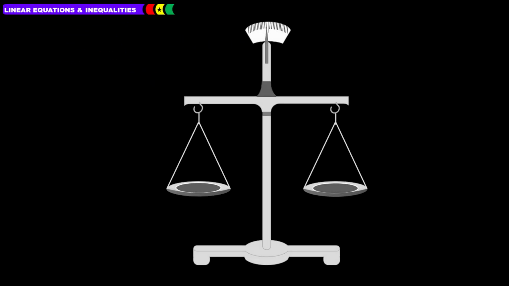Now let us look at the figure on the screen. Can you identify it? Of course, that's a weighing balance. This was an instrument that was used in ancient Egypt for weighing objects. We shall illustrate how it was actually used in those days, and then we shall look at how it can help us understand the concepts of equations and inequalities.